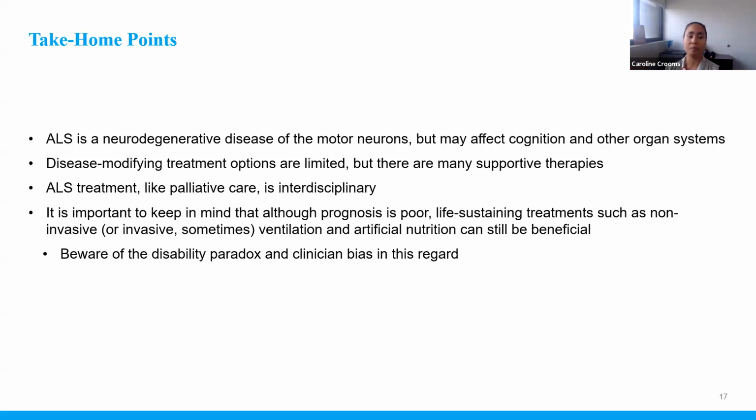And then finally, I think be aware of the disability paradox, both for patients and for clinicians, and just clinician bias in general in this regard, that somebody who says at the beginning, I would never want to live if I had to have a feeding tube, they may still say that later down the road, but they may not. And so having those ongoing conversations is really important. And we may be wrong about what people are willing to tolerate, as you all know.